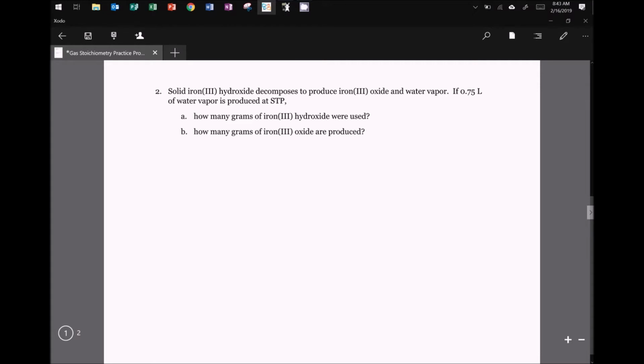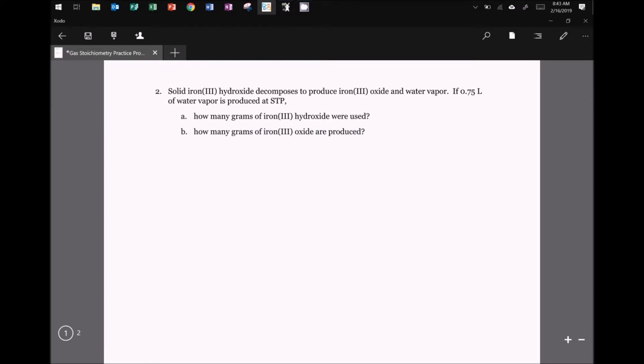All right, question 2. We've got solid iron 3 hydroxide decomposes to produce iron 3 oxide and water vapor. If 0.75 liters of water vapor is produced at STP, we've got two parts here. So let's start with our equation.